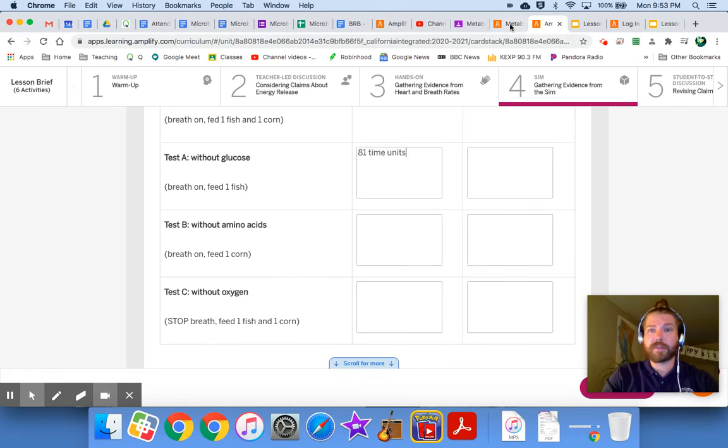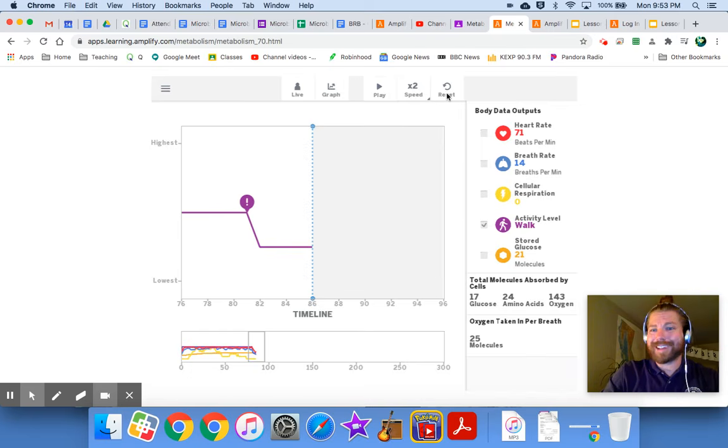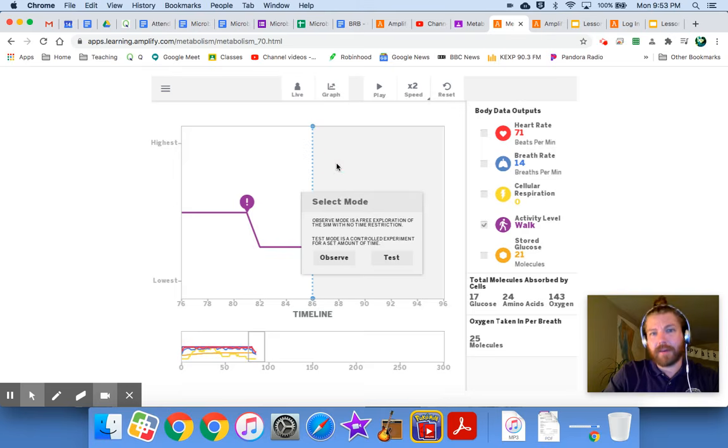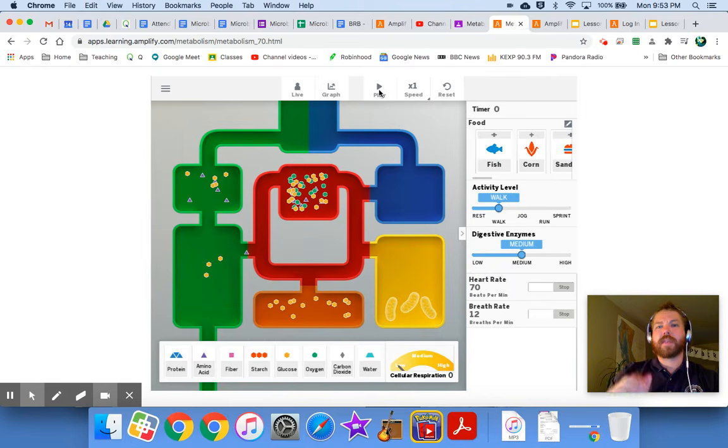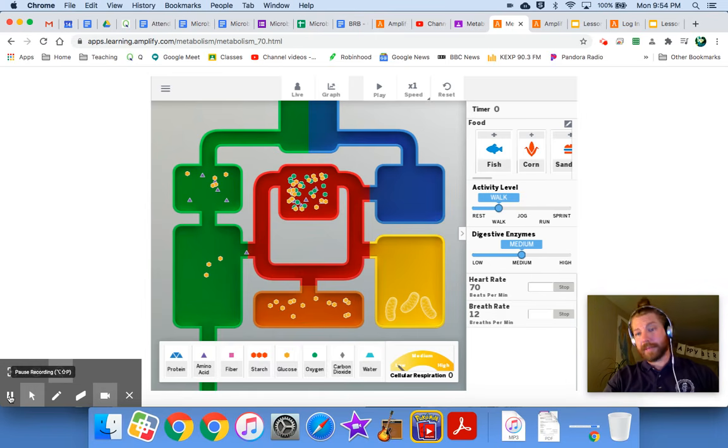Make sure you have it set up correctly. And make sure you reset it every single time. This reset button right here, reset, start over. Yeah, I want to start over. And I just want to observe. Make sure you hit pause right away. And then do your test, okay? Run those tests, collect your data, and then come back to me.